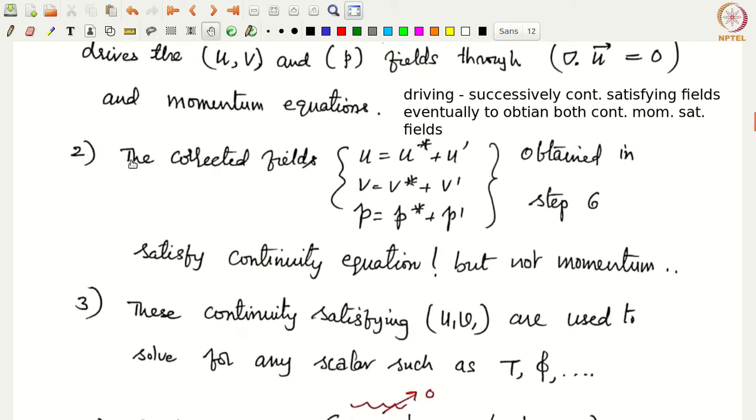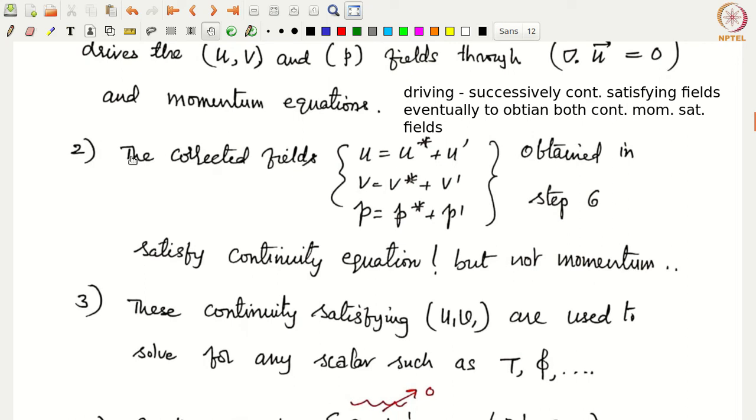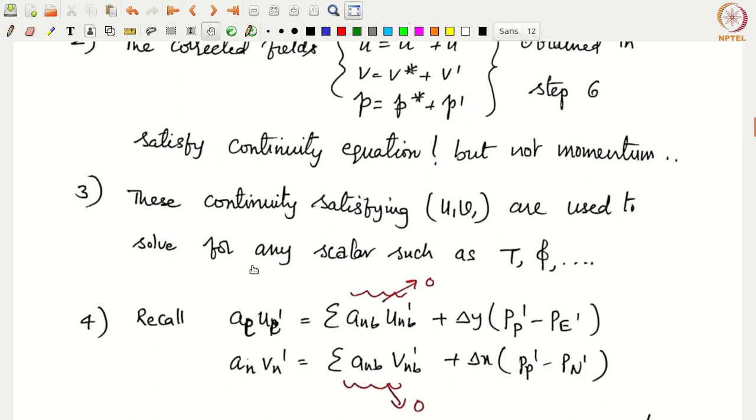Alright, now let us look at the kind of approximations we have made. The corrected fields U and V, P obtained in step 6, basically after the correction step, satisfy continuity but not momentum. They don't satisfy the original momentum equations. These continuity satisfying fields are used to solve for any scalar such as temperature and phi. Of course, if you don't do that, then you will not get bounded phi values, even if you use bounded schemes such as the upwind difference scheme. Even with that it will not come, because essentially your velocity itself is not continuity satisfying, right?